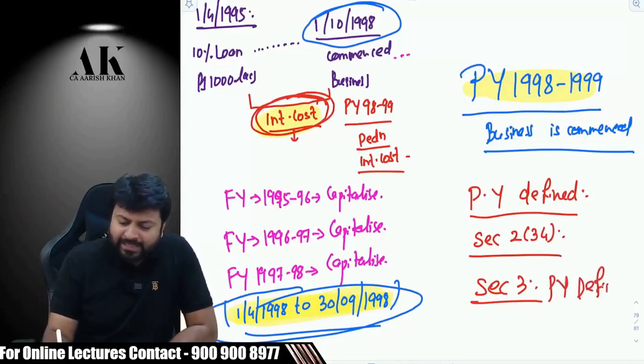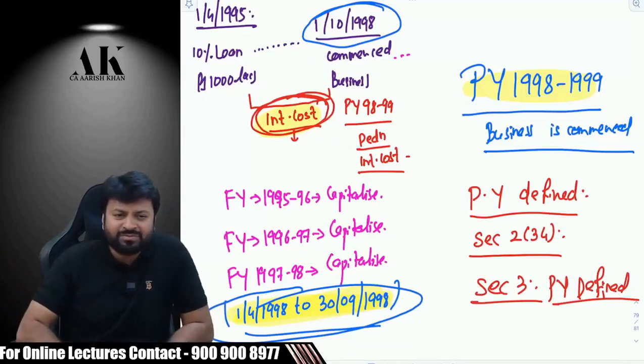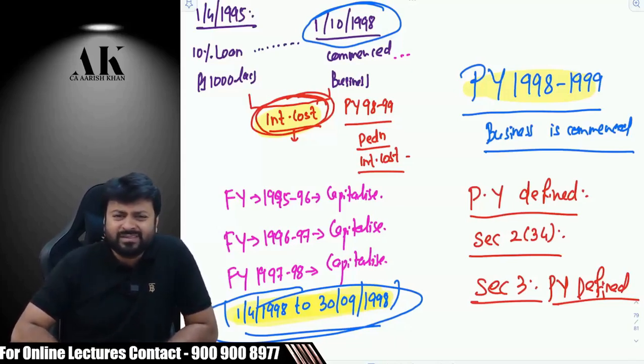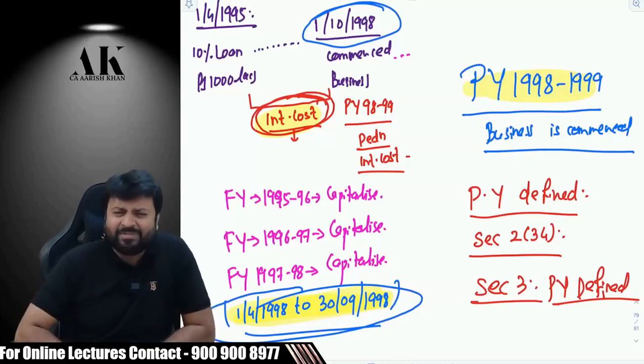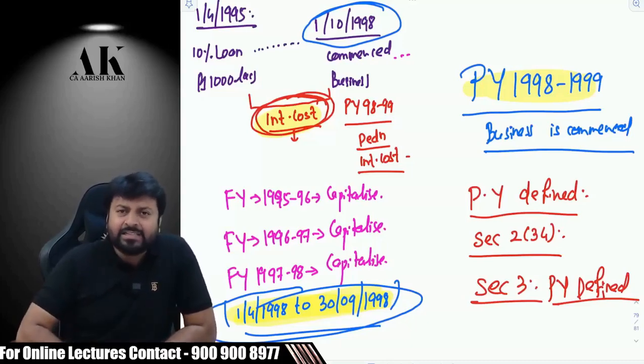Why, sir? Why has it been given the special privilege of having a separate section? Yes or no? All the definitions are there in section 2. Then why is this definition in section 3? The reason is, this is the most used word in the entire income tax law. Do you agree or not? It will be found in every second sentence. Previous year, previous year, previous year. You will find this everywhere. That is the reason the government has taken the pain of defining this separately.